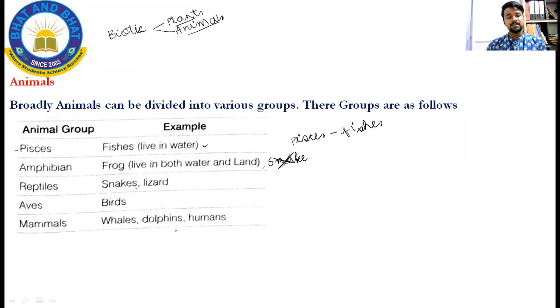Reptiles, examples, are snakes and lizards. They have a scaly appearance. Even the crocodile also. The reptiles generally have a scaly appearance. And aves, generally, if I'm mentioning the word aves, you should remember that it is the birds. And mammals have the characteristic of mammary glands, that is whales, dolphins and human beings.